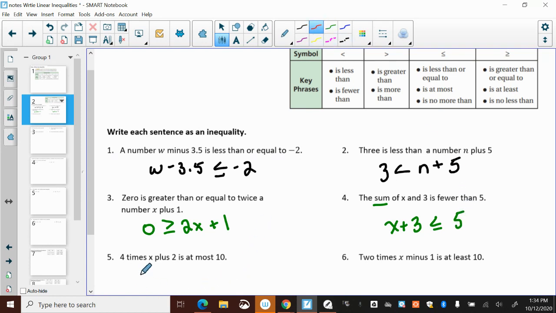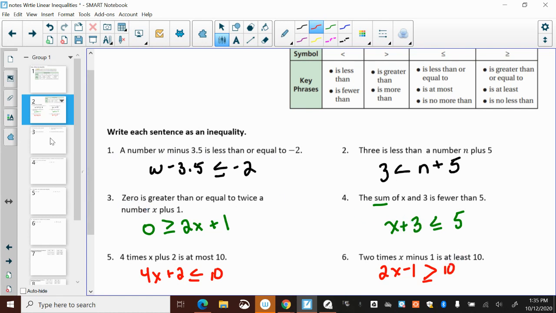4 times x plus 2 is at most, so the most it can be is 10, so that'd be less than or equal to 10. 2 times x minus 1 is at least, so it has to be greater than or equal to 10.